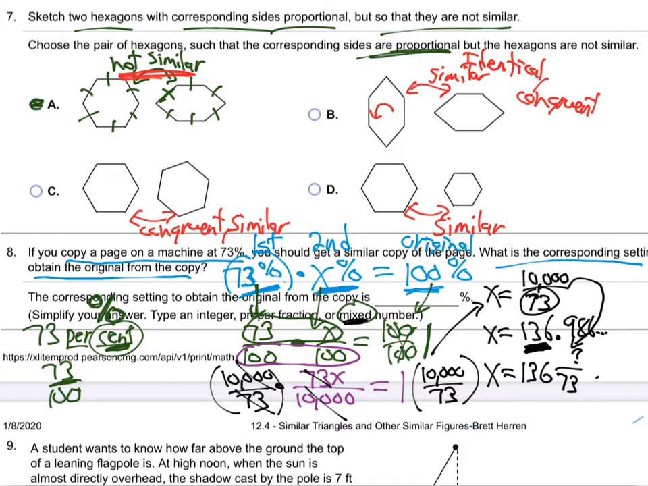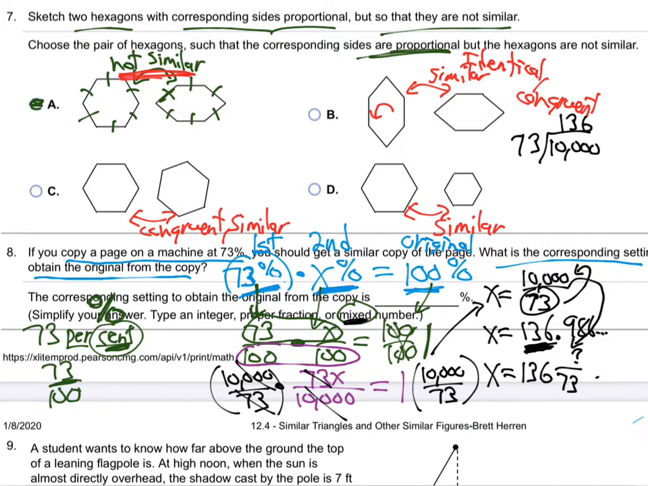How do we find that? Well, basically we're long dividing 73 into 10,000. That's what this fraction means. 73 into 10,000. And we know it goes in there 136 times because that was the whole number.